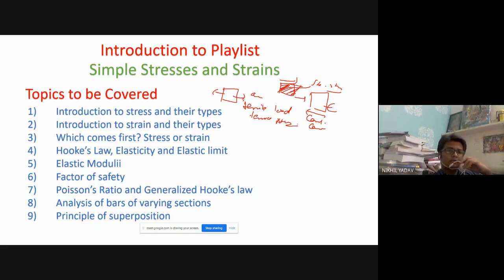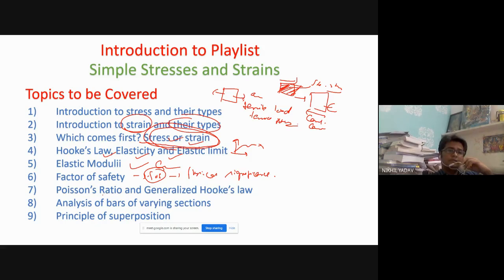Then we will see what the different types of strains caused in it are, right? And then it has always been a dilemma, what comes first, the stress or the strain? Then we will see Hooke's law and all these things with the help of the stress-strain diagram. And then we will see what the different types of elastic moduli are, and then we will find out what the factor of safety is, and what is the physical significance of the factor of safety, right?